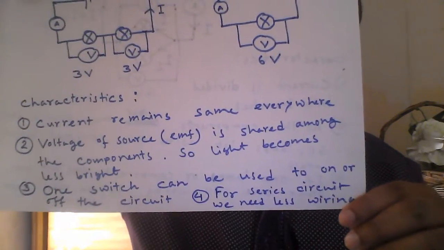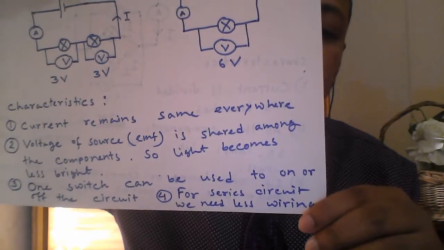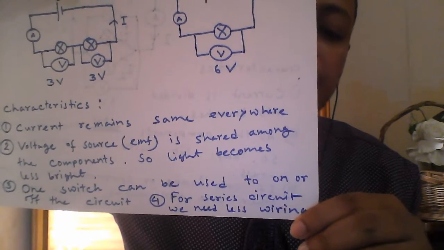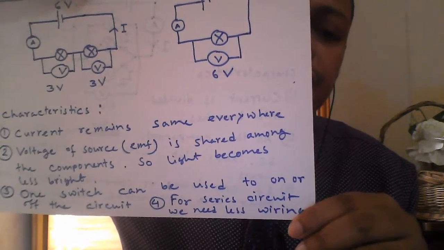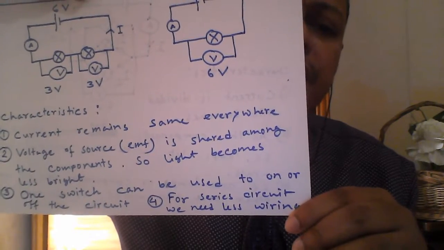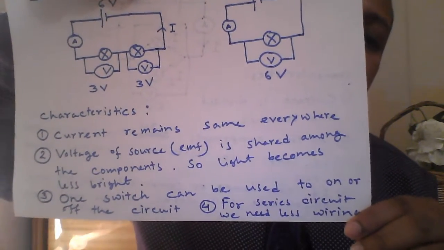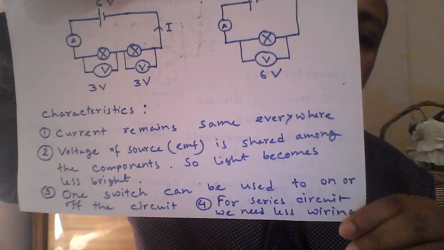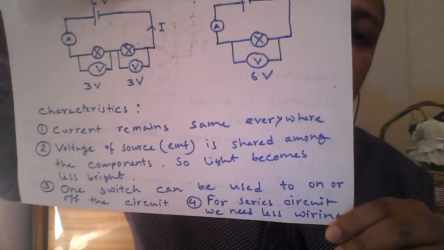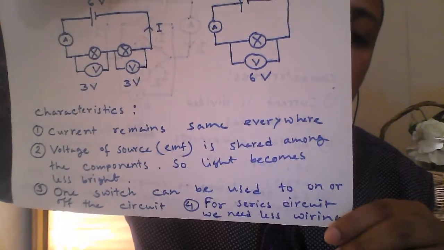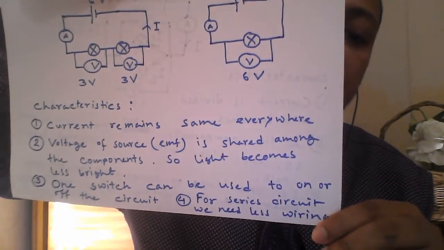Now the last line you see here, third point, one switch can be used to on or off the circuit. That means in series circuit, as there is only one path to pass the electricity, that's why we can use only one switch to turn on or turn off the circuit.